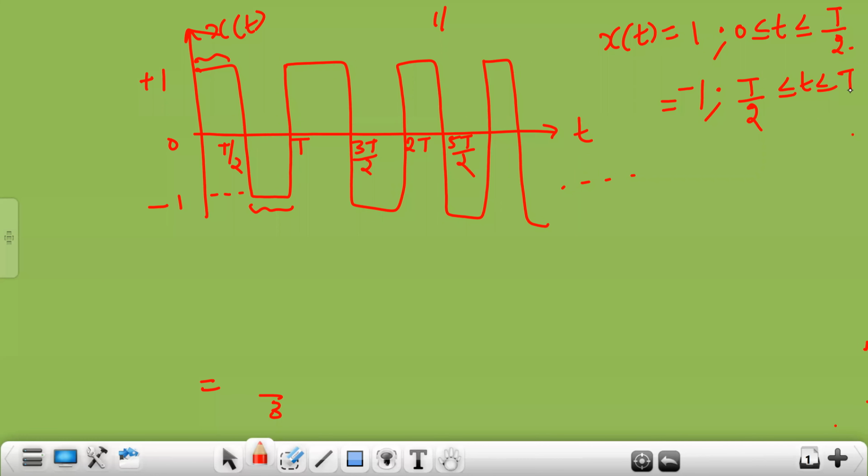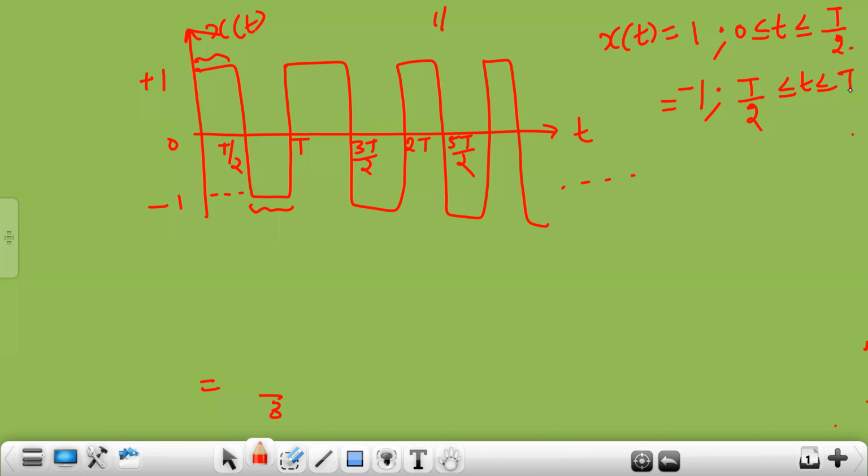And I told you, by calculating the power, we are only interested in one full cycle, so we don't bother about the remaining cycles. So please be aware of that fact. So till T only we are going to take for calculating the power value. Clear? Because power is energy per unit time. So only one duration only we are going to take.